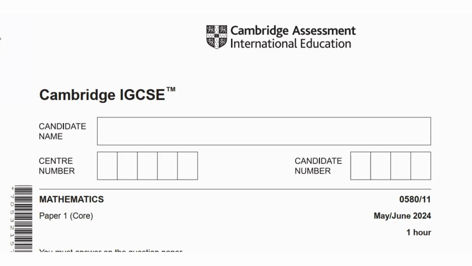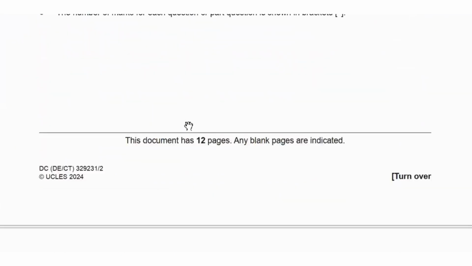Hey guys, today we're going to solve paper 1, first variant of IGCSE paper code 0580. And this is the May June 2024 paper, the latest one. So let's see what this paper was.